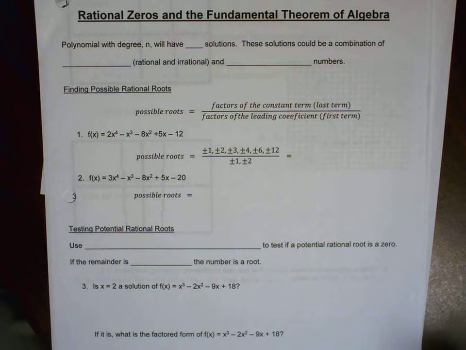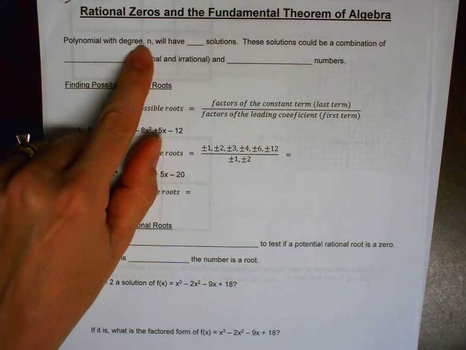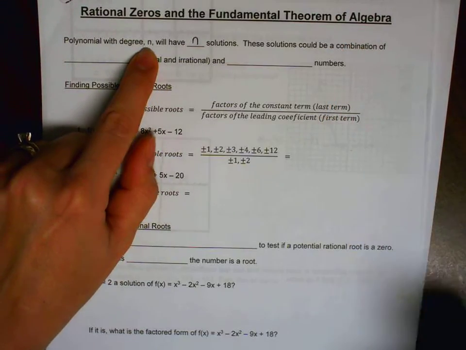So the day you had the quiz, you kind of read through those notes, and it talked about how polynomials have the same number of solutions as the highest degree. So if you have an x to the 8th, you have 8 solutions. If you have x squared as your highest degree, you have 2 solutions. X to the 4th, you have 4. So polynomials with degree n have n solutions.